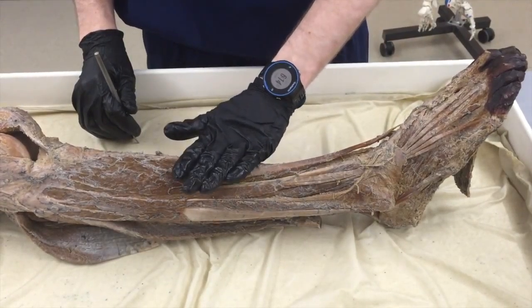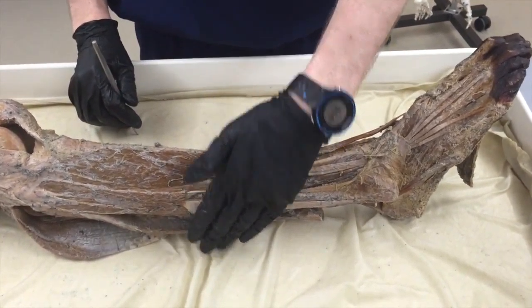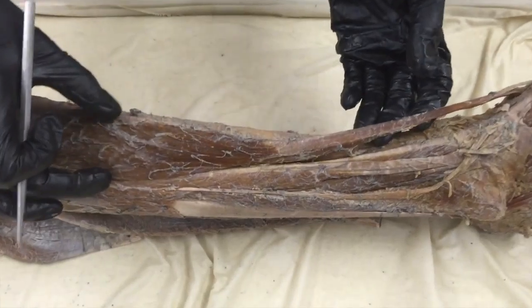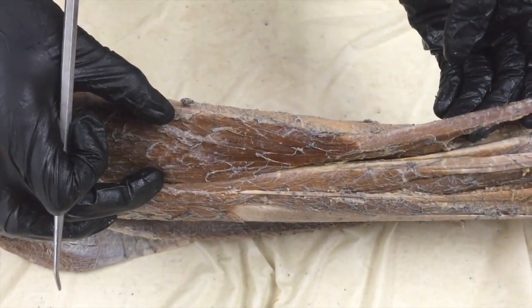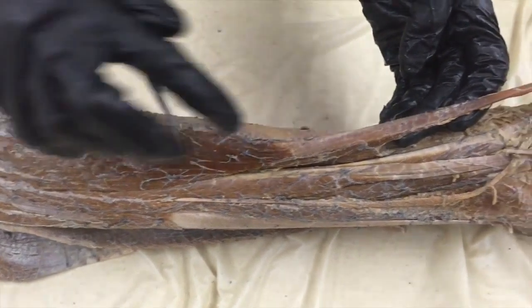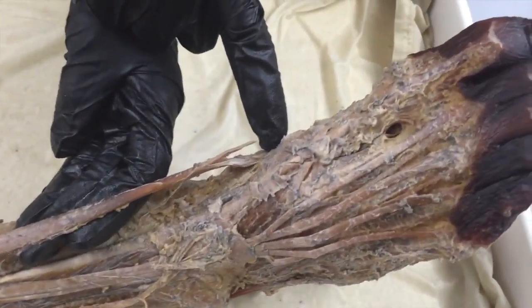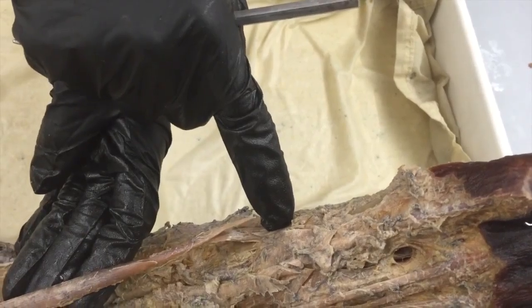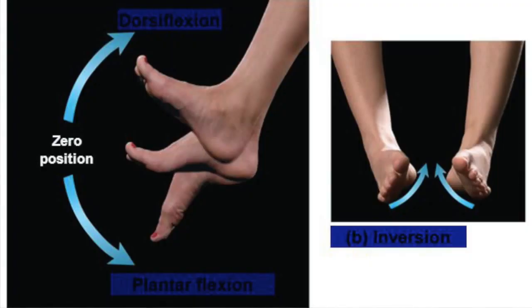Now we're looking at the anterior and lateral compartments of the lower leg. The first muscle that we're going to look at is right here. We can see this large muscle body. This is the tibialis anterior. It originates on the lateral surface of the tibia bone and inserts on the medial cuneiform and the first metatarsal of the foot. This causes dorsiflexion and inversion of the foot.